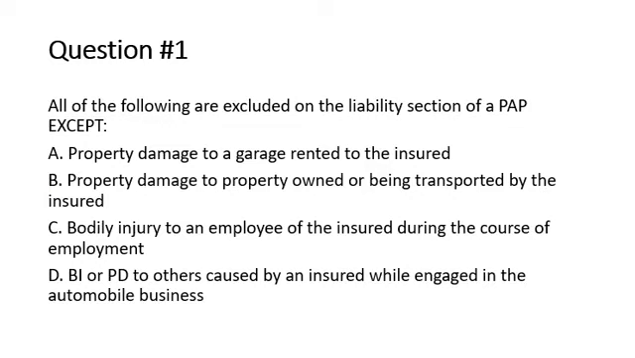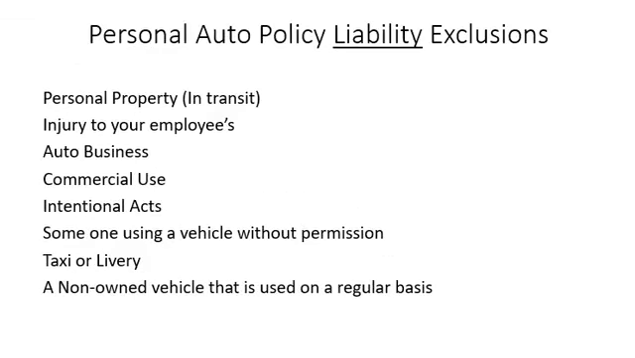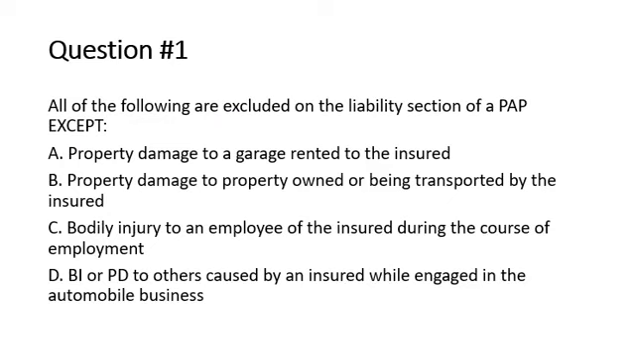Personal auto. Now, let's look at answer number B. Property damage to property owned or being transported by the insured. Well, let's look at your exclusions. If you look up at the top, personal property in transit is personal property and it's not covered. So property that's being transported by the insured is not covered on a liability policy.